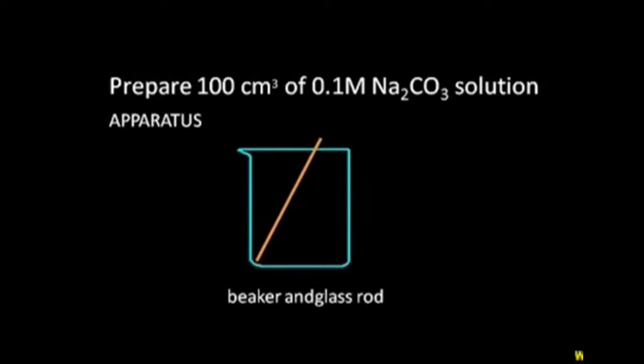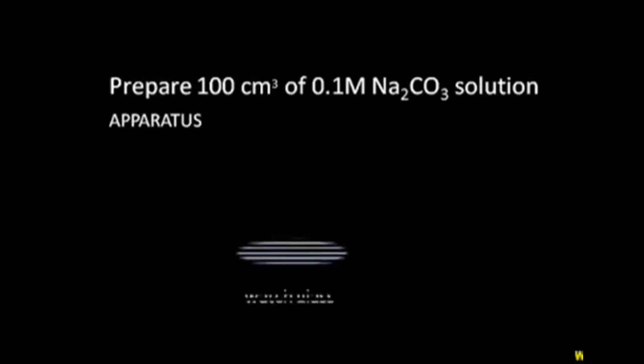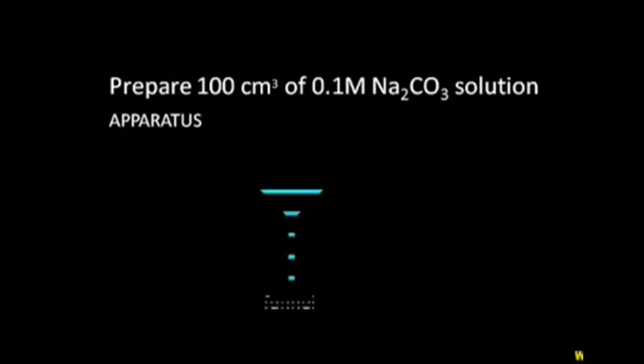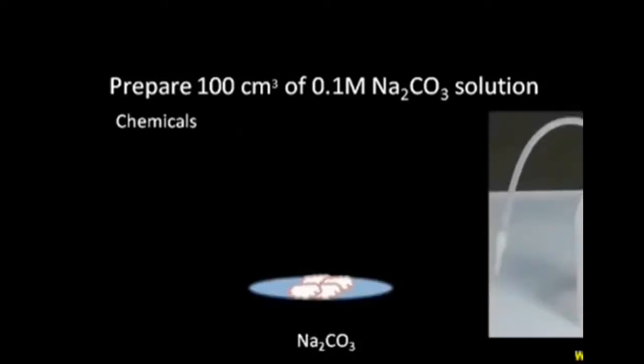Apparatus required are a measuring balance, a beaker having a stirrer, this volumetric flask, and a watch glass funnel. These are the apparatus. Chemicals required are sodium carbonate and distilled water.